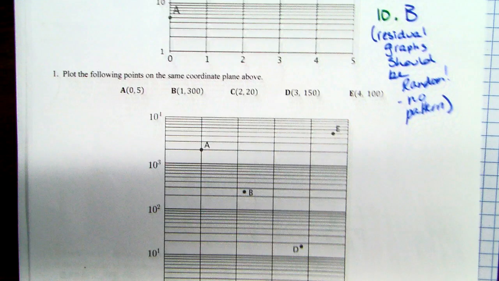Okay? Let me show you what your homework is. It's on there somewhere, C7. 3 through 7 and 10 are multiple choice.